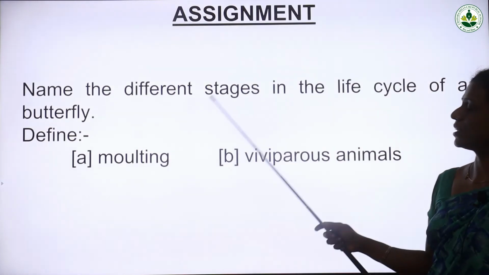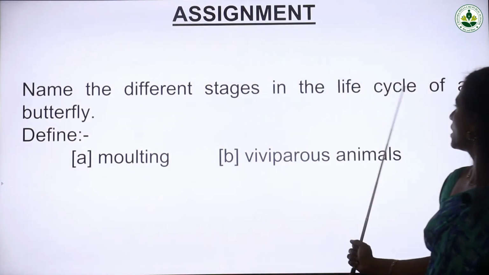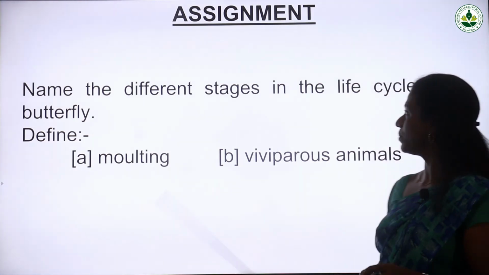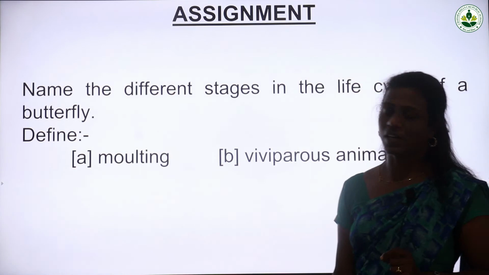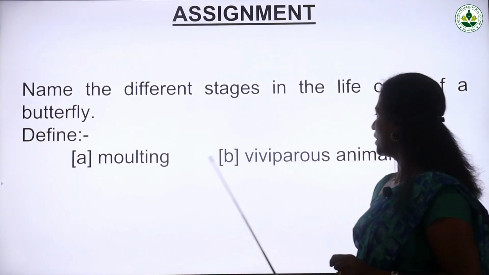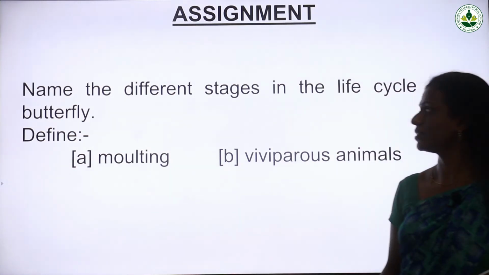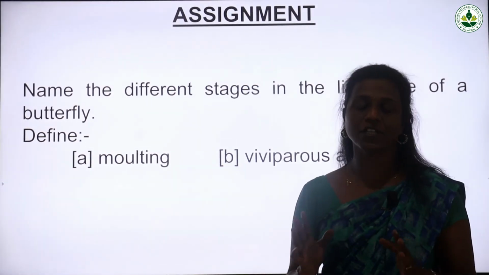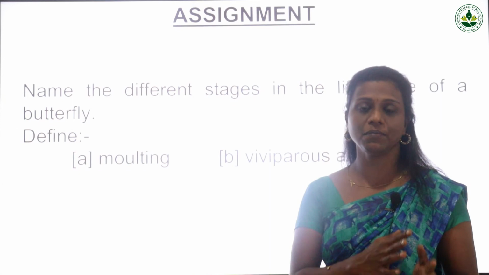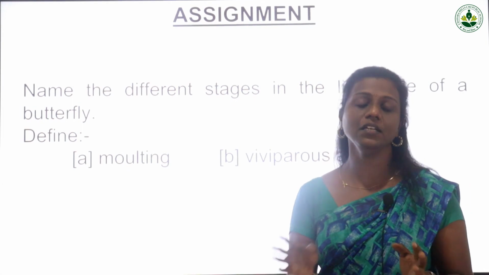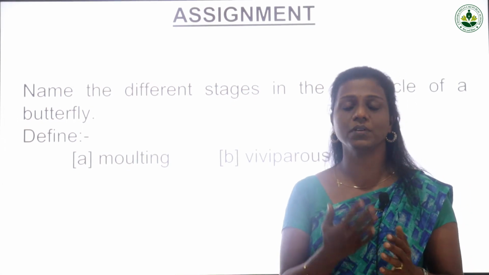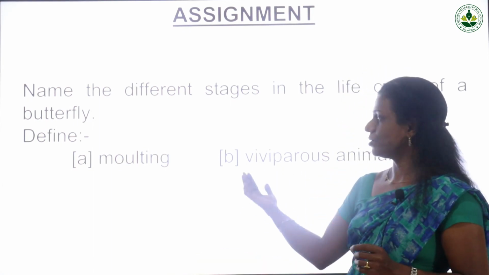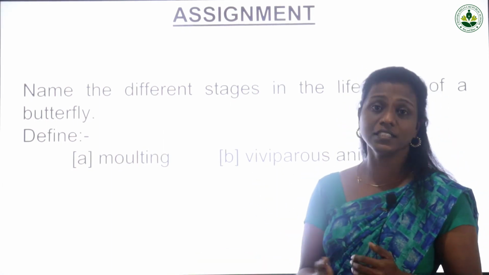So now we can check the assignment. Name the different stages in the life cycle of a butterfly. Next, define molting and viviparous animals. Read the lesson many times and also study the different life cycle of each animal. Oviparous animals mainly: we have already seen many examples, like birds, amphibians, etc. So study that also, and read the lesson at least 3 times.